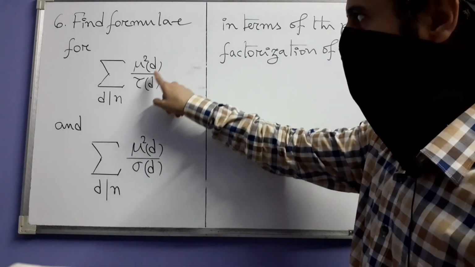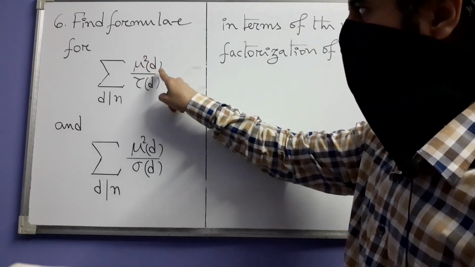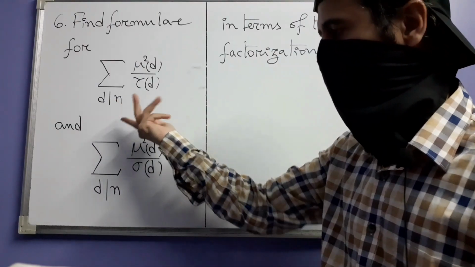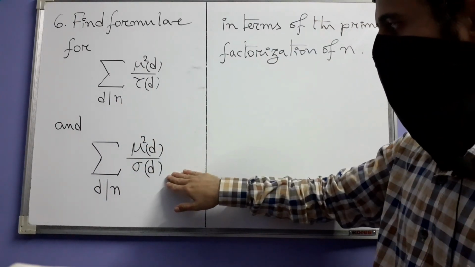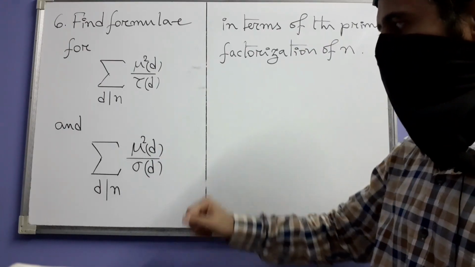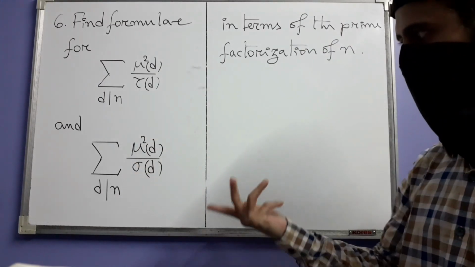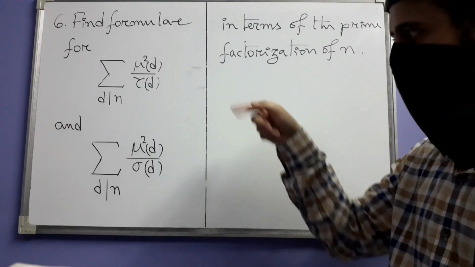The first sum is having this general term, mu square of D divided by tau of D. And of course, as D varies over all the positive divisors of n. The difference in the second sum is that it's just like this one, but in place of tau, here you have sigma. So let's see how we can find expressions or formulae for these sums.